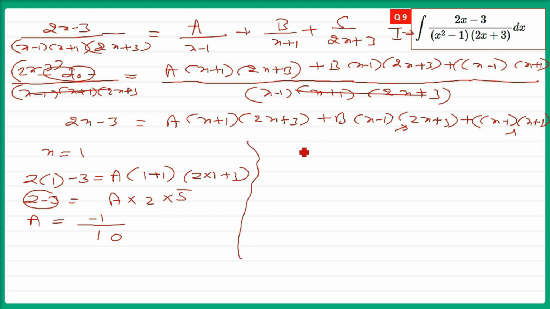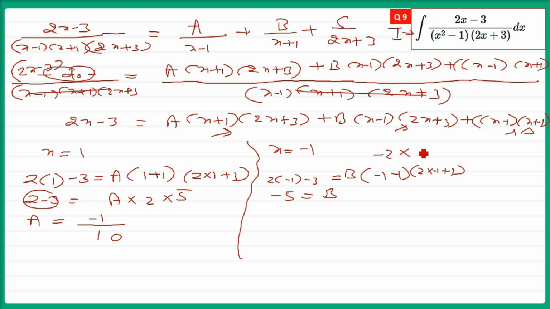Now coming to the other two constants b and c. We'll put x equals to negative 1. So the first term will become 0 and the third term will become 0. So we'll get b here. Replace x equals to negative 1 everywhere. On the left also you have to do the same. 2 into negative 1 minus 3. So minus 2 minus 3 is negative 5 equals to b into negative 2 into 3 minus 2, which is 1. So negative you can cancel. B became 5 by 2.